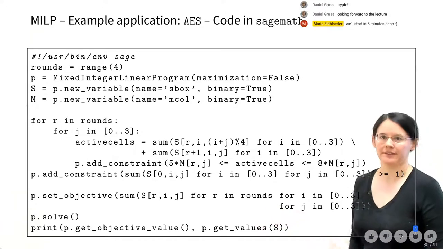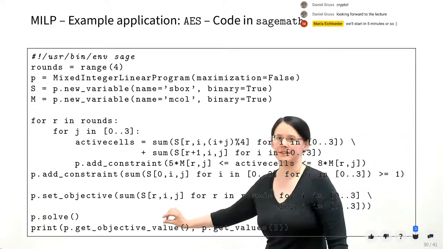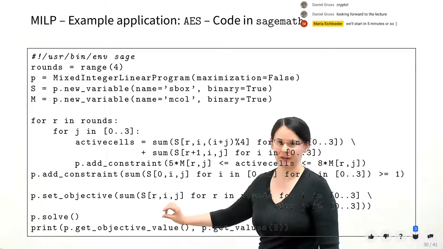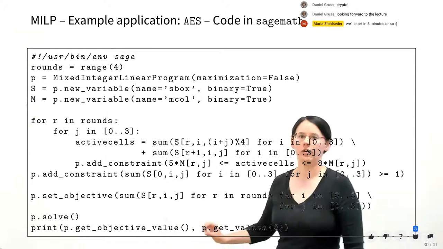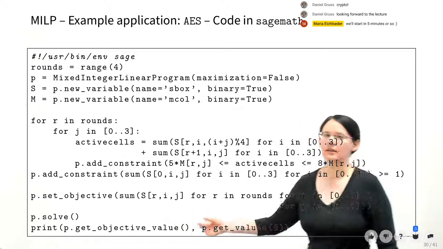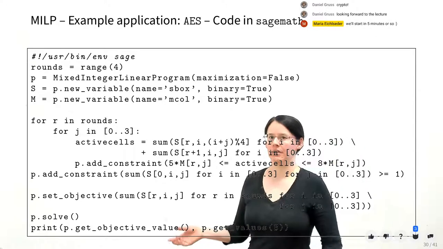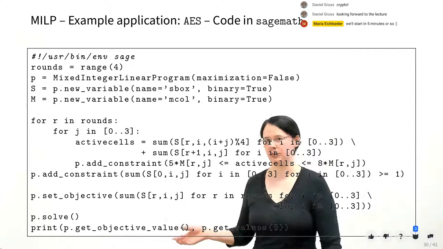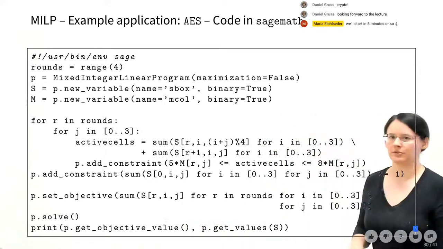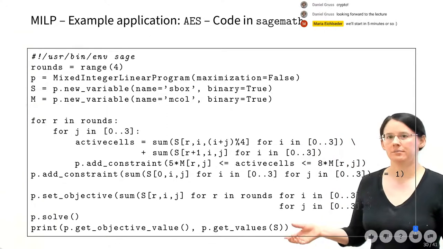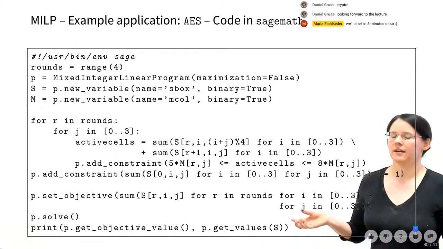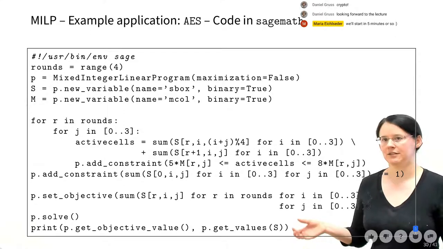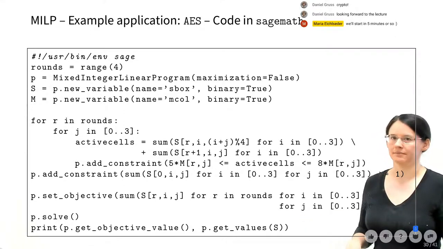And solve, that's it. So this one is the stage that takes a while. And after that, you can call the result using get objective value, which gives you the resulting value. For 4 rounds, that would be 25, because we have at least 25 active S boxes. And with get values, you get an example assignment that satisfies this bound.